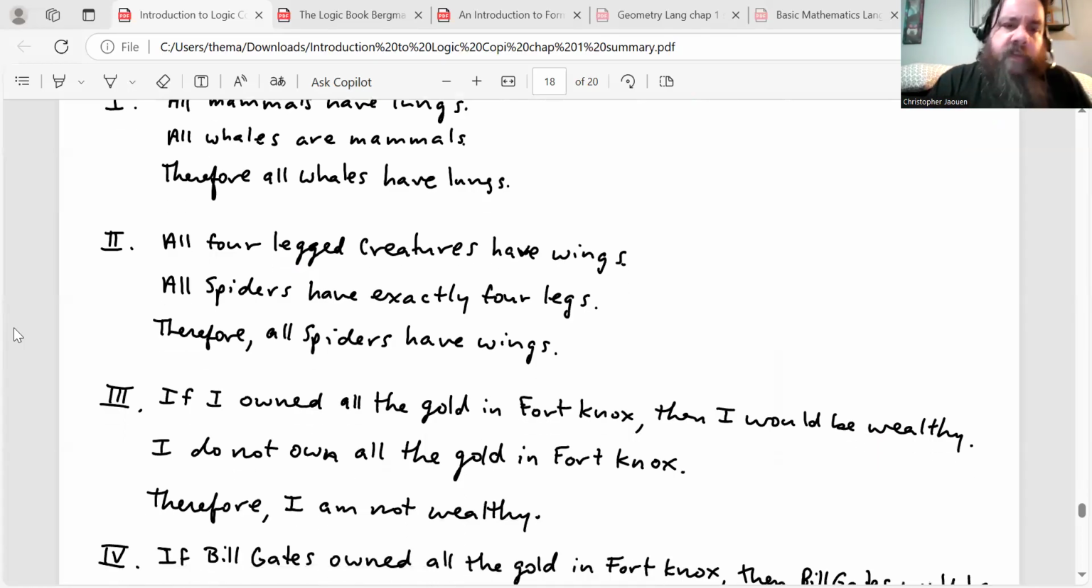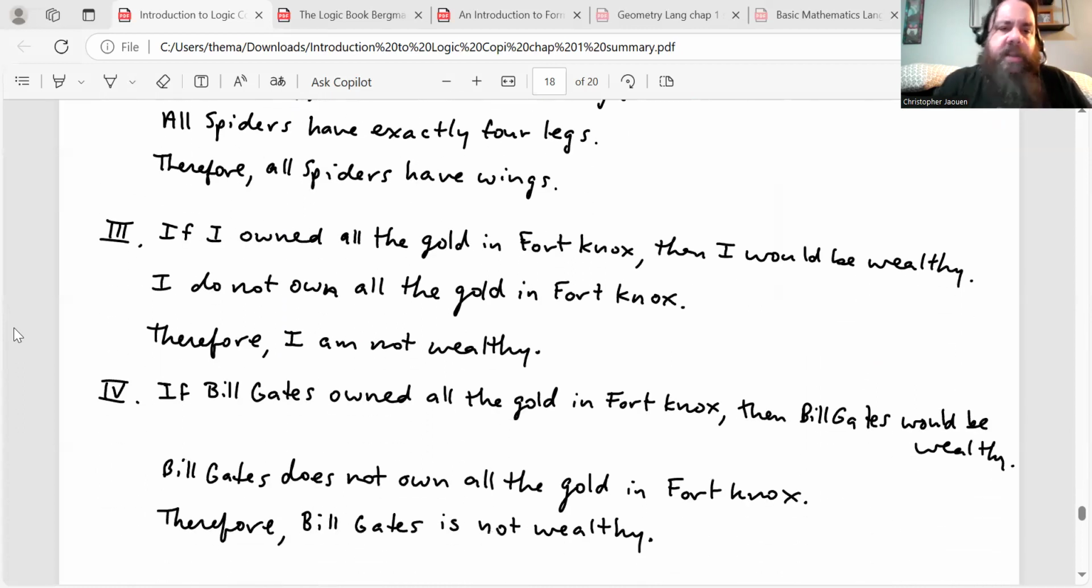Argument number 2: all four-legged creatures have wings. All spiders have exactly 4 legs. Therefore, all spiders have wings. Argument 3: if I owned all the gold in Fort Knox, then I would be wealthy. I do not own all the gold in Fort Knox, therefore I am not wealthy.